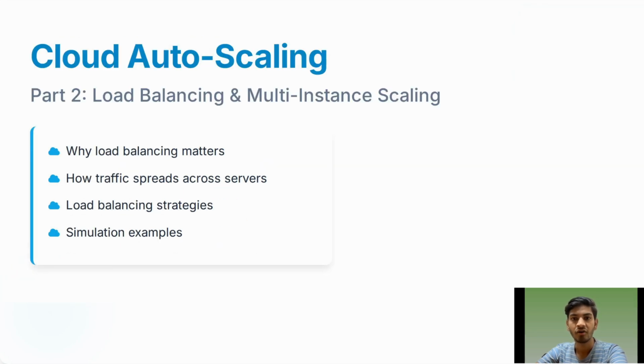These strategies are not just theoretical, they power real cloud platforms. AWS uses Elastic Load Balancers, and Google Cloud and Azure have their own global load balancing solutions. In self-hosted environments, NGINX and HAProxy are extremely popular. Almost every modern scalable application on the internet uses some form of load balancing.